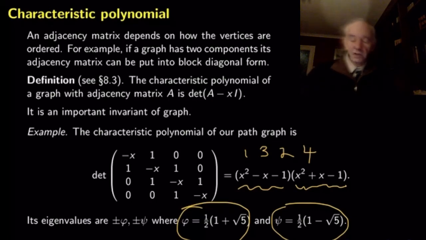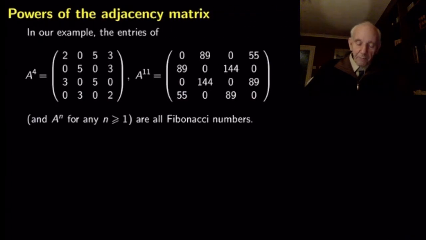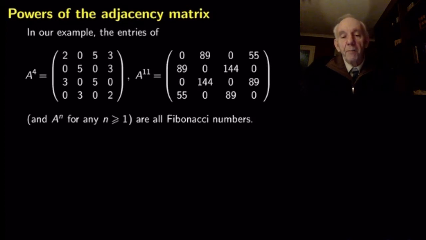And in fact, what happens in this case is if we take powers of the adjacency matrix A, we do get Fibonacci numbers. Any power of our adjacency matrix A is a matrix consisting of a certain number of zeros, and the other numbers are Fibonacci. Well, 0 is also a Fibonacci number, but that's not the point. The other numbers are Fibonacci numbers. For example, A to the power 11 involves 55, 89, and 144, which are consecutive Fibonacci numbers.